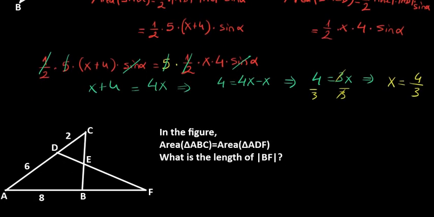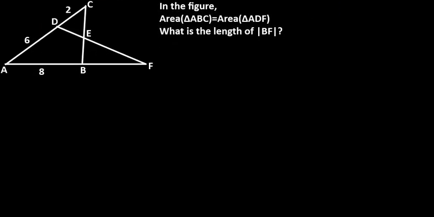Alright, let's do the next example. In the figure, the area of this triangle ABC and the area of ADF, which is this yellow shaded triangle, they have the same area. So what is the length of BF? So let's say that the length of BF is x. So let's write x here.